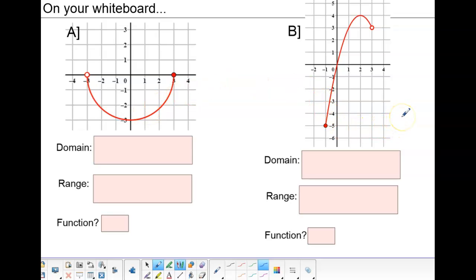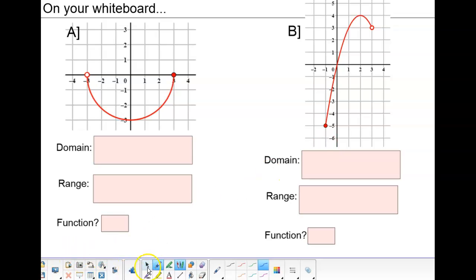Okay, if you would try these next two examples, A and B, on this slide, and go ahead and pause the video before I reveal the answers, try them on your own, and then once you've got the domain and the range and decide whether it's a function or not for both A and B, then you can turn the video back on and check your answers.